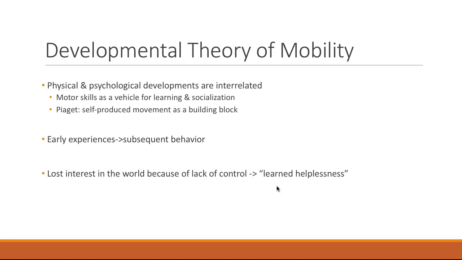The developmental theory of mobility recognizes that physical and psychological developments are interrelated and that early experiences impact subsequent development and behavior. Developmental theorists believe that early motor interactions allow infants and toddlers to learn about their world, and early motor development that occurs during the first 3 years of life serves as the vehicle for future learning and socialization.